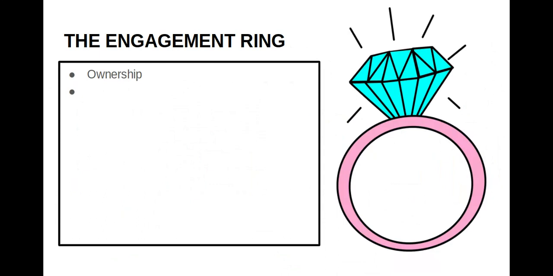It was very much a commitment. It was very much passing ownership of the woman over from her father to her husband. Very traditional, etc. So pause the video here now and note down as many ideas and connotations as you can come up with for the symbol of the engagement ring.